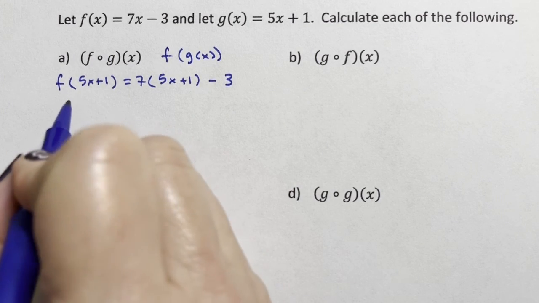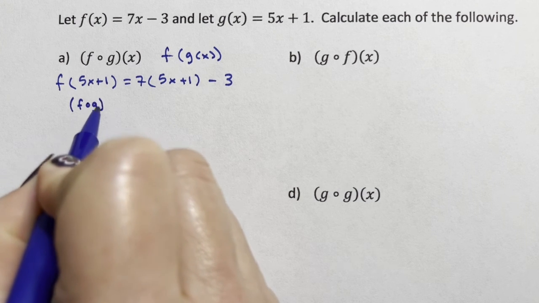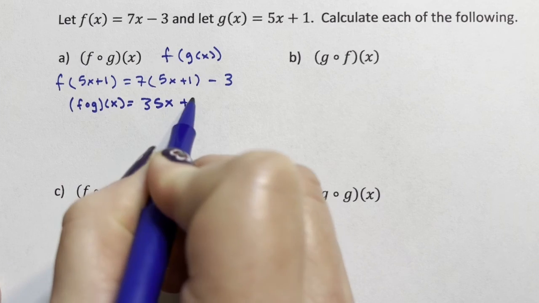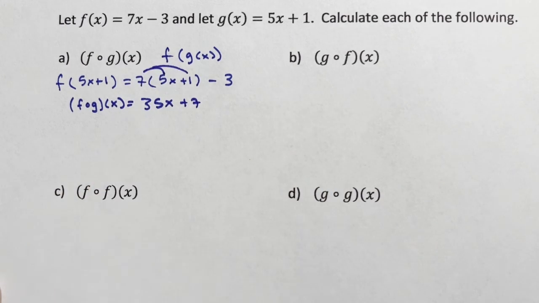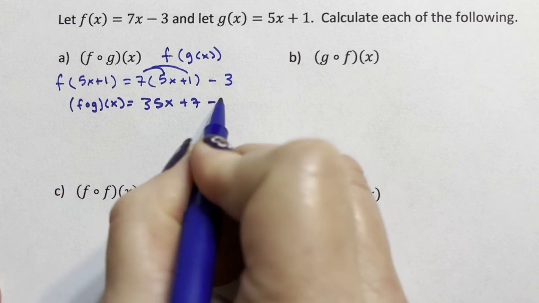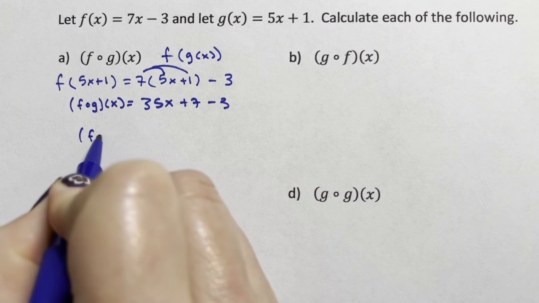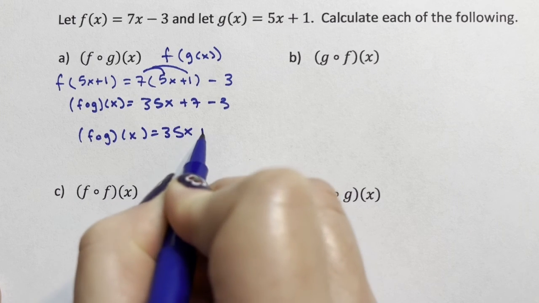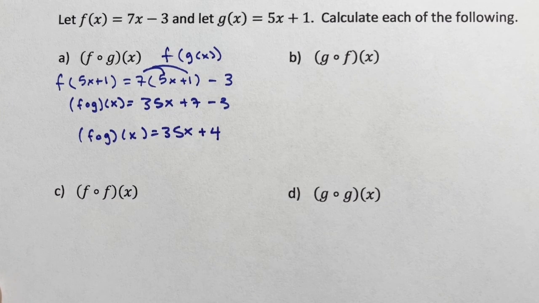So f of g of x equals, we're going to distribute, 35x plus 7, and we are going to make sure to distribute to both numbers in that parenthesis, minus 3. So f of g of x equals 35x plus 4.